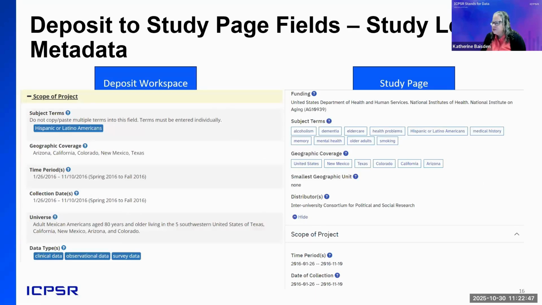This is essentially a screenshot of one side, the deposit workspace, is what you would see, and you can see some of the terms I just went over. And then after the curation is done, after it's published, on the other side, the study page. When somebody comes to ICPSR to look up data, this is the kind of thing they will be seeing. So your information is being translated into the study page in the end.